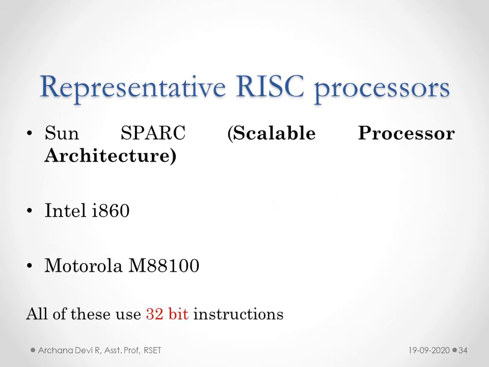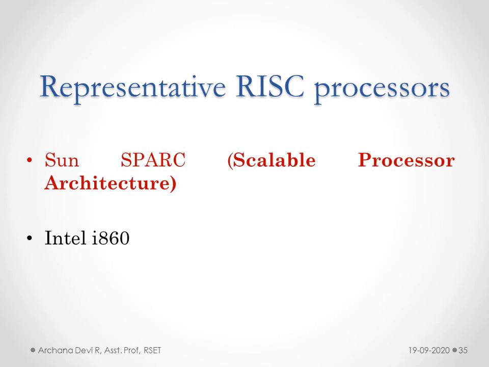Some of the RISC representatives we have are SPARC, which is a scalable processor architecture, Intel i860 and Motorola M88100. All of these processors listed here use 32-bit instructions. I hope you recollect, RISC takes fixed length instructions, right? So for these processors, it is 32 bits. Let us look at SunSPARC architecture and Intel i860 under the RISC representatives.